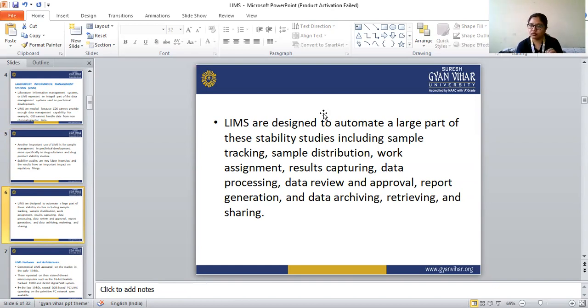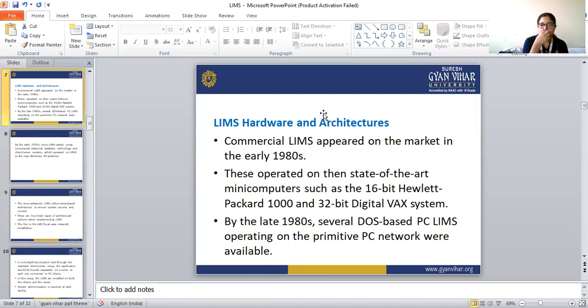Okay, so this is a software we are using in the preclinical development. So the next topic is coming under the LIMS part itself. The next topic is LIMS hardware and the architecture. Okay, how this LIMS is designed. So LIMS hardware and the architecture is our next topic.